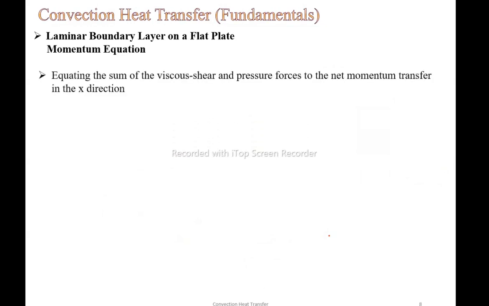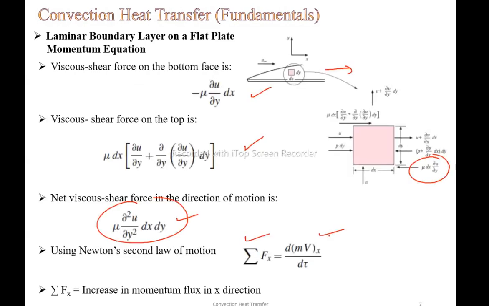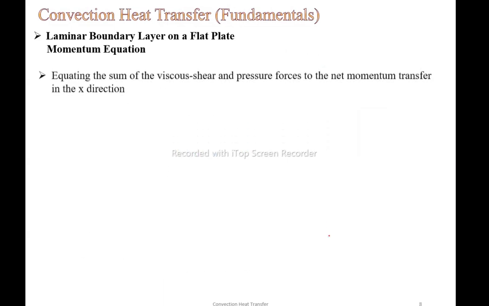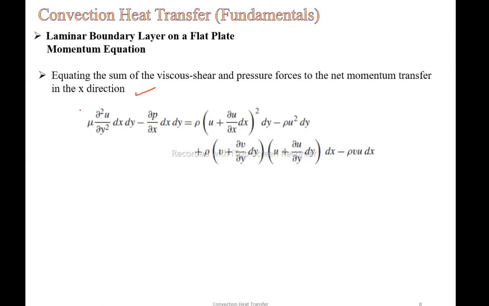So now what I'll do? I have this expression. Left hand side, I'll just put all the forces: net viscous forces, net pressure forces. On the right hand side, what is this thing? Increase in momentum flux. So I'm just putting appropriate signs. This was net viscous, net pressure force, and it has a negative sign.